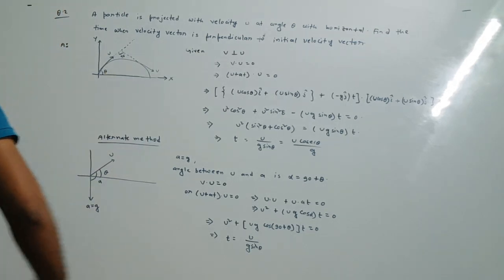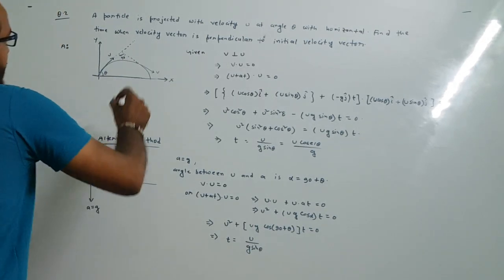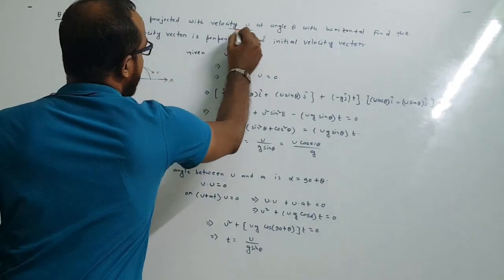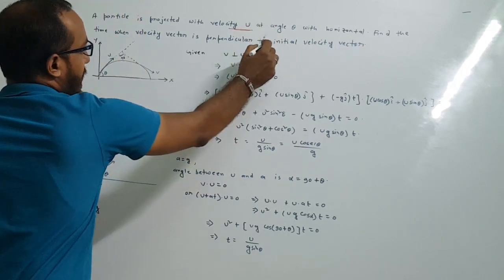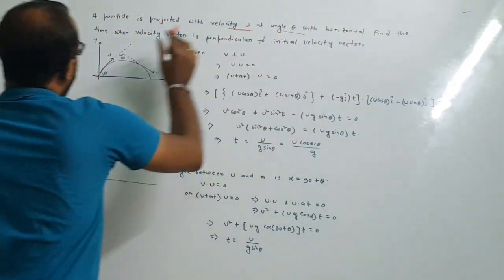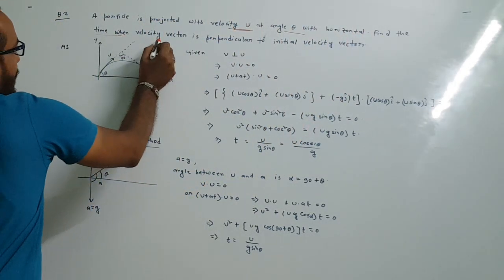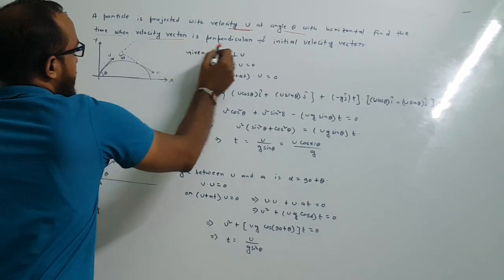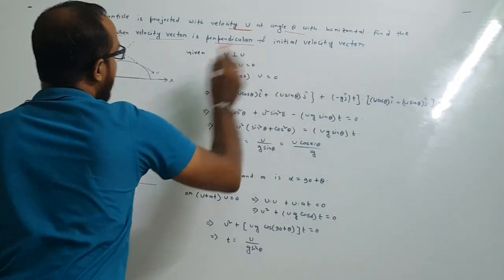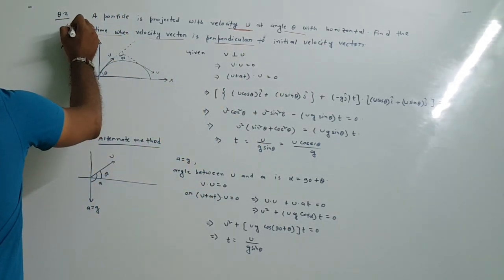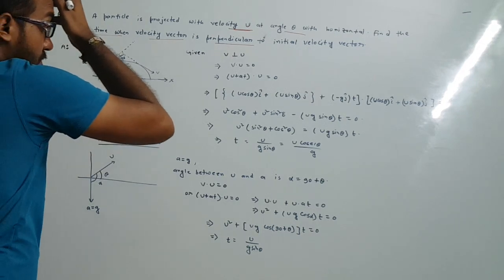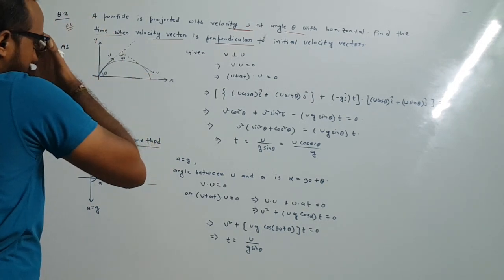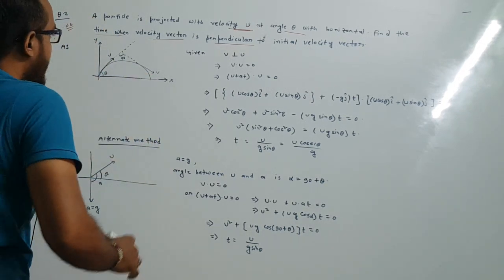Let us see another problem. A particle is projected with velocity u at angle theta with horizontal. Find the time when the velocity vector is perpendicular to the initial velocity vector. This is a very extremely important type of problem. The concept is important, otherwise it's very simple.